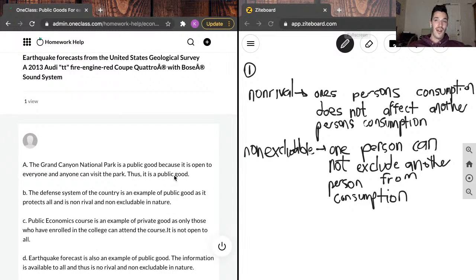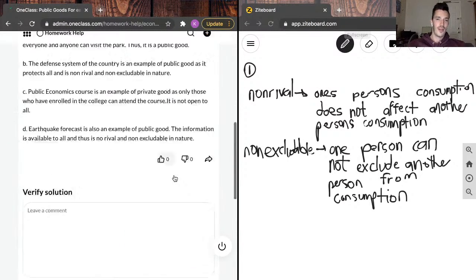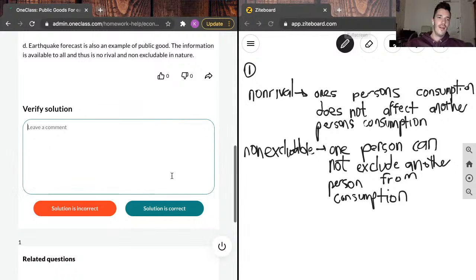Is going to be an example of a private good. It's excludable because whoever owns that car is not going to let anybody else drive it. There's probably a couple exceptions. And similarly, there are a set number of 2013 Audi Fire Engine Red Coupe Quattro with Bose sound systems available. So if I buy one, then there's one less for anyone else to buy. So I'm going to say excellent answer. That's correct.